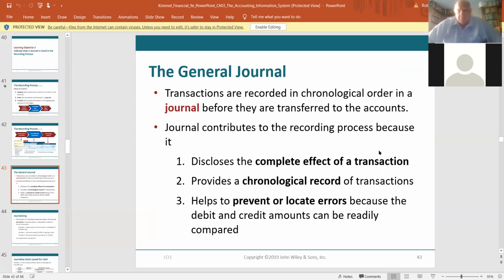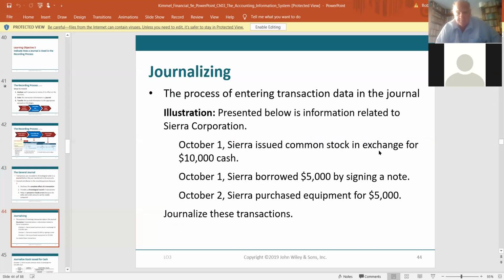These are transactions recorded in chronological order before they're transferred to the accounts, to the general ledger. Journal entries contribute to the recording process because they disclose the complete effect of a transaction, provide a chronological record, and help to find mistakes and losses. What are journal entries? Journalizing is the process of entering transaction data in the journal.